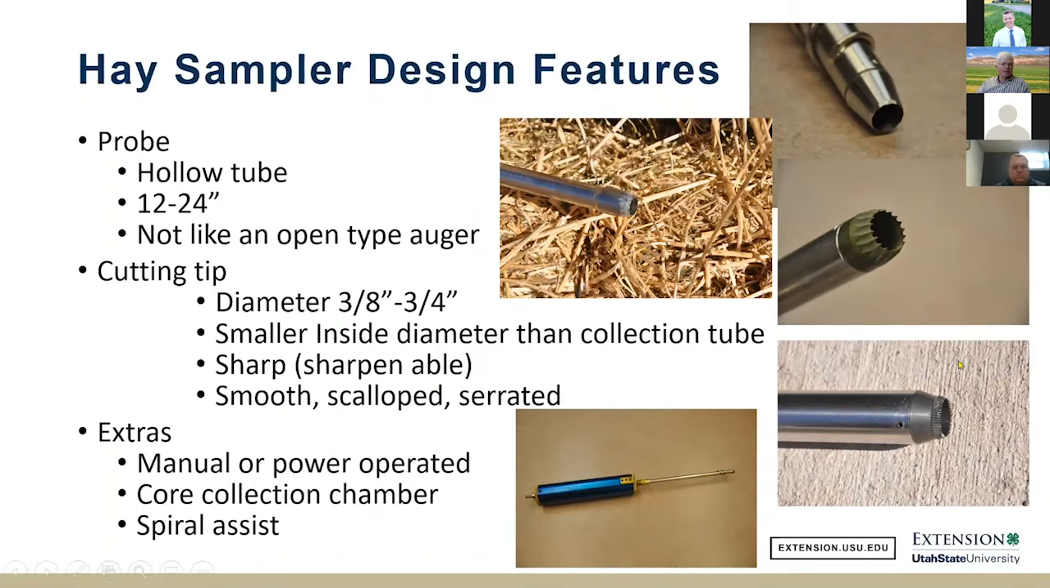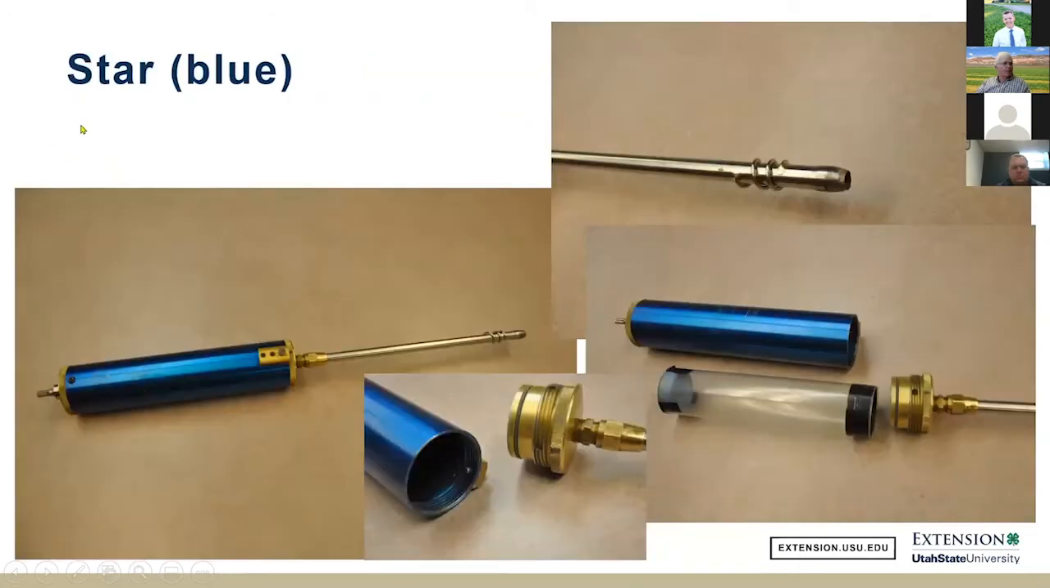And having the spiral assist, that's the fluting that you can see in this upper right photograph. I actually patented that a number of years ago on the design of the Utah Hay Sampler that we developed at Utah State University when I was a graduate student. Many of the manufactured samplers now use that same design. So again, here's the blue Star sampler, which I believe is probably the best one on the market. It's almost $450. It's very expensive, but it's very good, and it makes the sampling chore much easier.